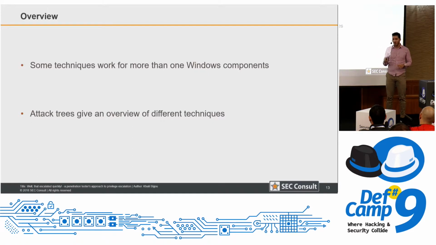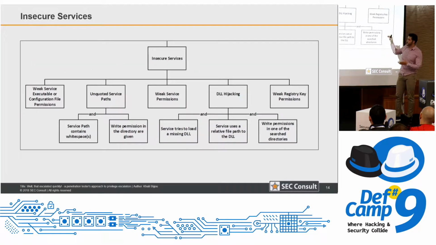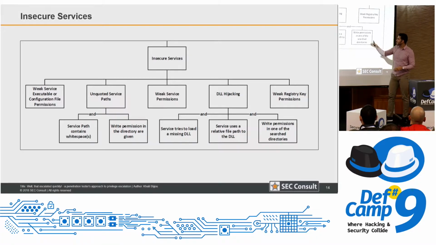The first big attack tree, and you have to imagine this is part of a very big attack tree, is Insecure Services. In this part of the attack tree, we want to attack insecure or misconfigured services. As you can see in the second row, we have five different techniques. The first one is weak service executable or configuration file permissions, then unquoted service paths, weak service permissions, DLL hijacking, and weak registry key permissions.